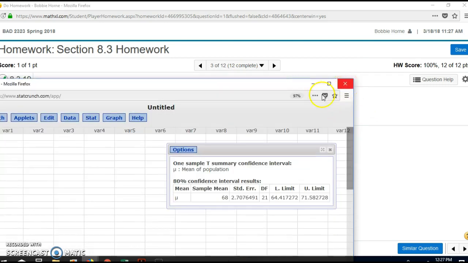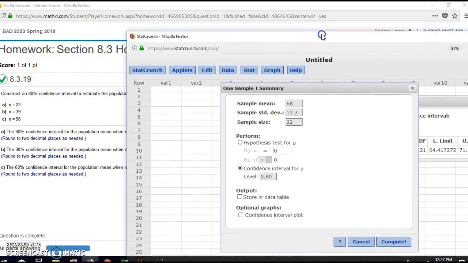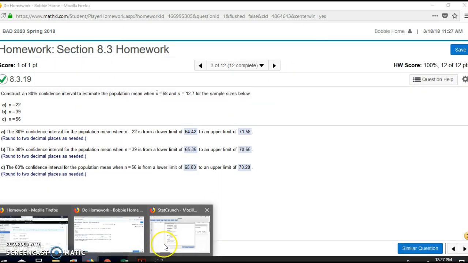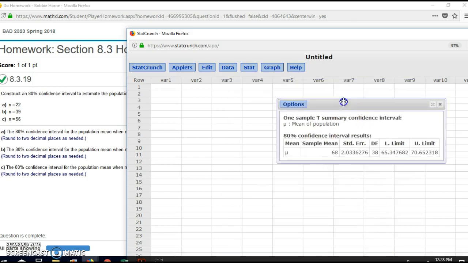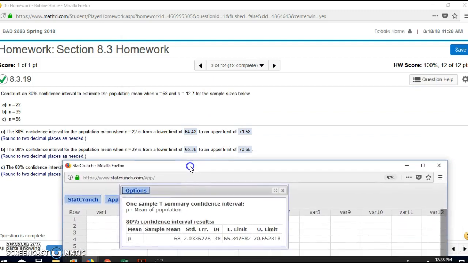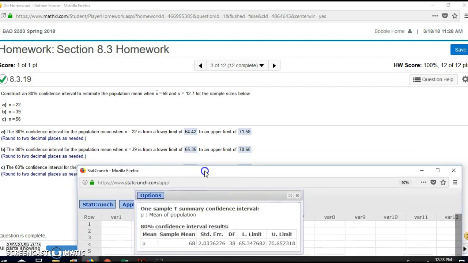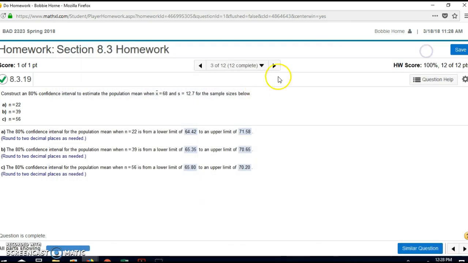And you do the same thing for each of the next one. If you want to go to options and edit, you can go back to where you entered it, and then you can enter the next one. This time the sample size is 39, and you hit compute, and you can see that our lower limit is 65.35 and our upper limit is 70.65, which is what we have there, and here's where you find it in StatCrunch. So that is all you do for this problem.